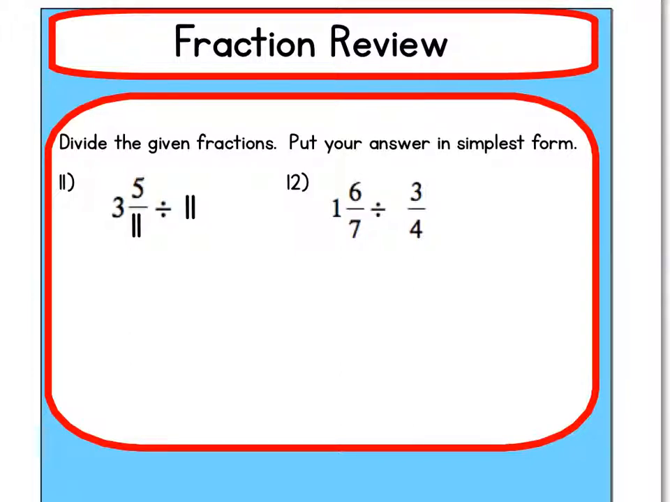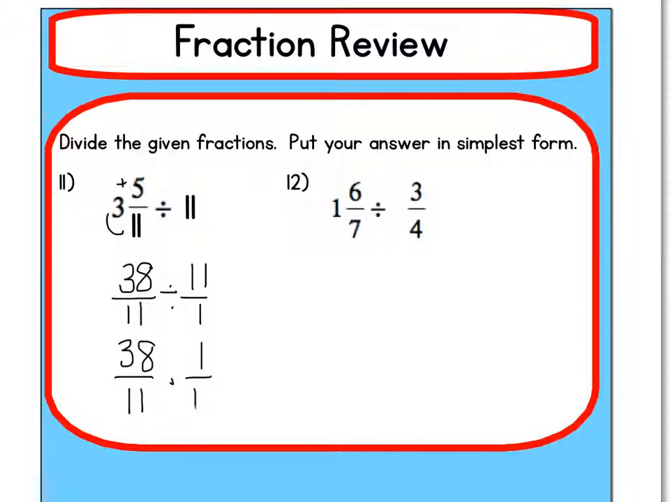For number 11, I've got to change to improper. 11 times 3 is 33. 33 plus 5 is 38, so it becomes 38 over 11 divided by 11 over 1. We've got to flip the second and multiply.